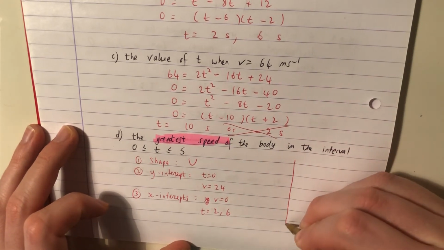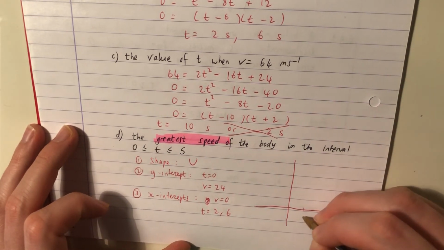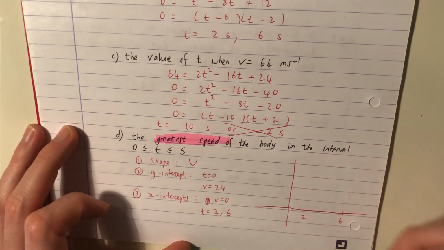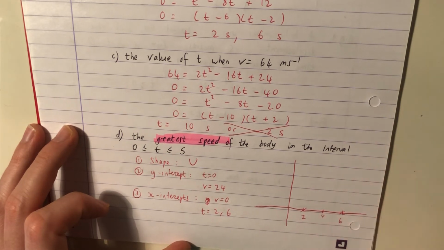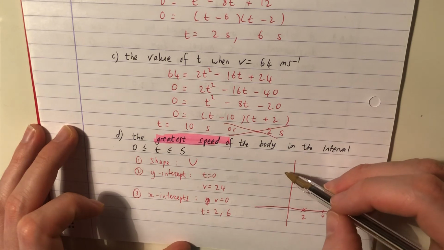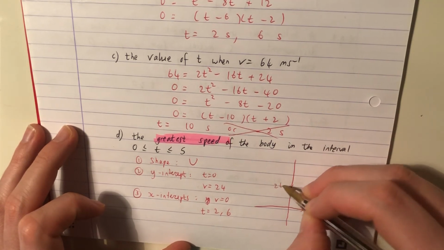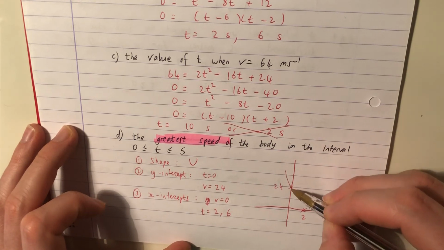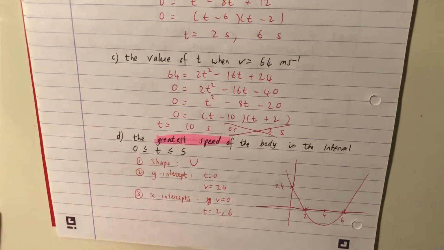So let's draw the sketch. It goes through 2. It goes through 6. It would have the minimum halfway, 4. And it would go through 24. And it looks something like this. And that would be the quadratic.